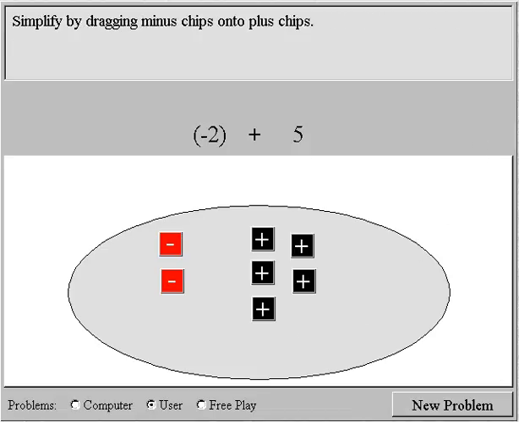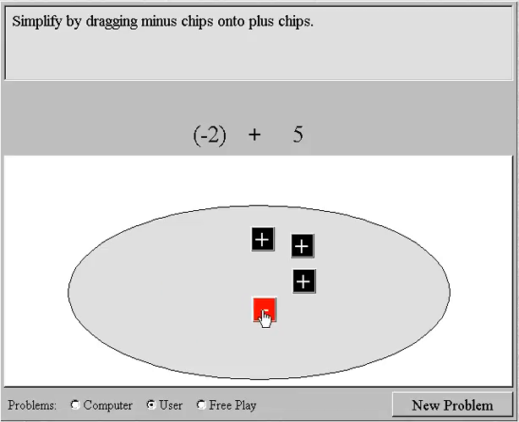Now, the next thing I'm going to do is combine a red chip with one black chip, and you're going to see what happens. It disappears. All right. Why? Because every time you take a number and you add its opposite, the result is 0. It disappears. And then let me do the same thing with the other red chip.